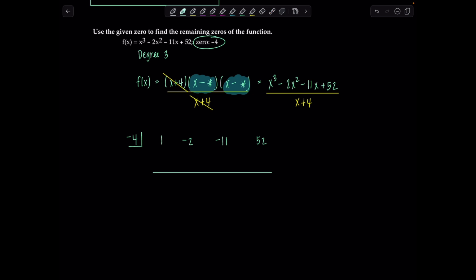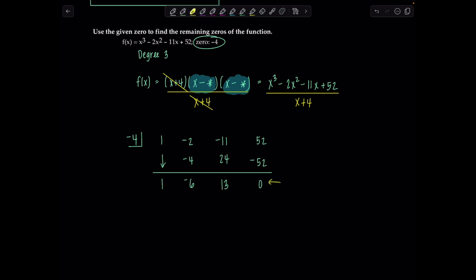And then the entry on the far left, you always just bring it down, don't touch it. Then you multiply this entry by whatever's in the corner here. You always multiply this diagonal product, negative 4 times 1, and you write the result in the following column. So that's going to be negative 4. Then we add vertically. So this will be negative 6, and then just repeat the process. So negative 4 times negative 6, that's positive 24. Add vertically, this is going to give me positive 13. Negative 4 times 13, negative 52, and then this is 0.